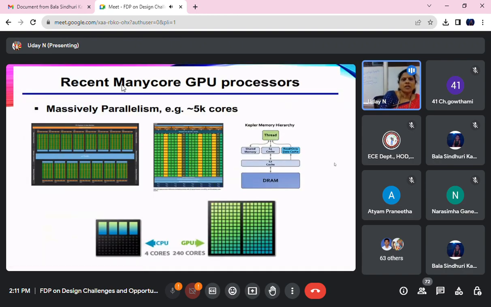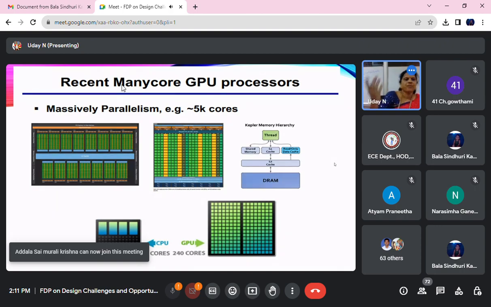We started implementation of our algorithms on CPUs with quad cores, and we thought it was the fastest thing that we had. We had four cores, but now it's not just four cores. We have almost 5,000 cores in one GPU. So that is the era in which we are living, which results in massive parallelism.